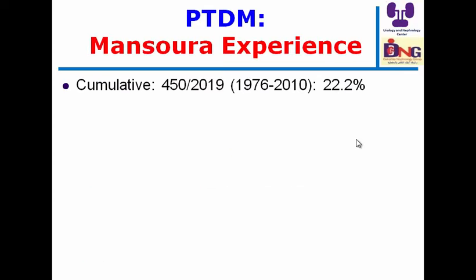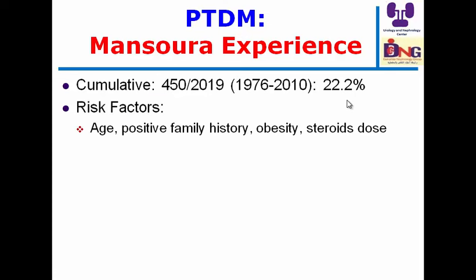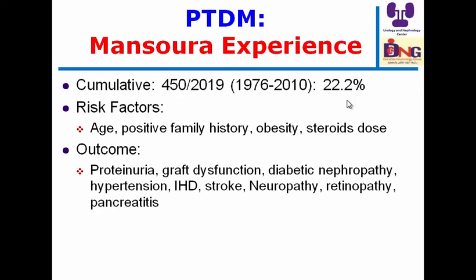What about our experience in Mansoura? This is our cases. We have the incidence of post-transplant diabetes, cumulative incidence 22%. The risk factors for post-transplant diabetes include old age, positive family history, obesity, and cumulative steroid dose. And the diagnosis of post-transplant diabetes is associated with higher incidence of proteinuria, graft dysfunction, development of diabetic nephropathy, hypertension, ischemic heart disease, stroke, neuropathy, retinopathy, and pancreatitis.